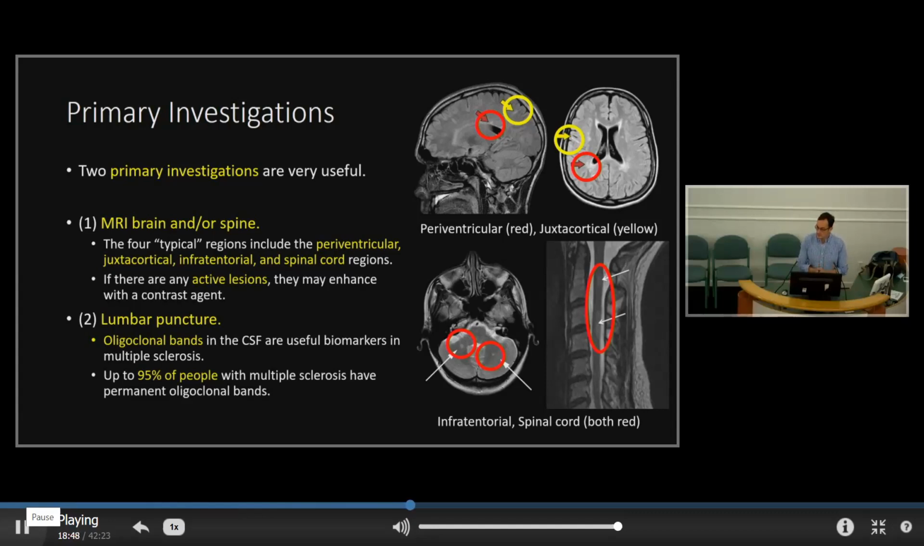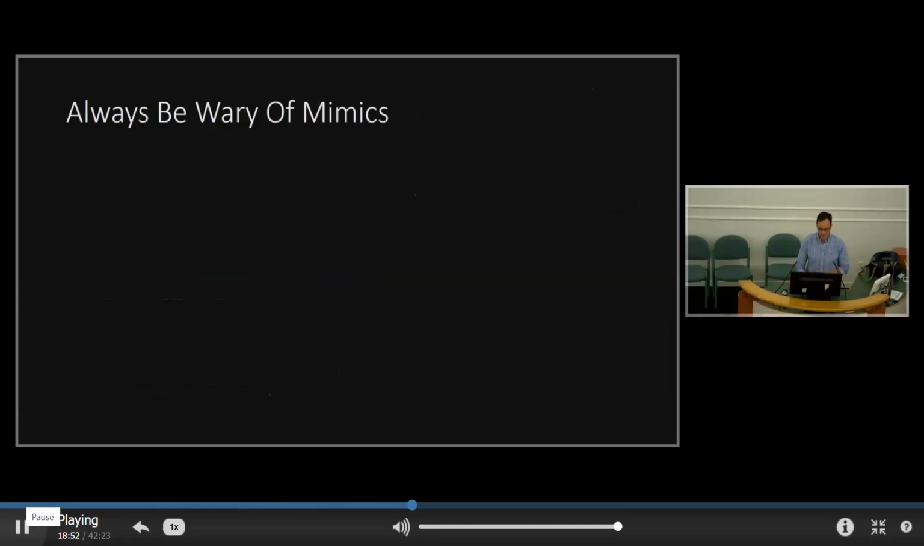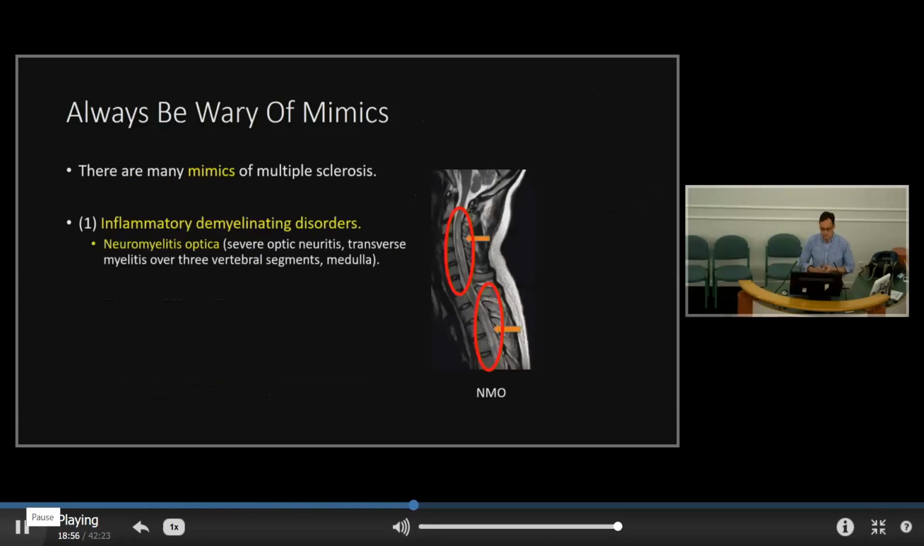Now, in terms of excluding mimics, they're also useful, but there's a few other things you need to do as well. So we always are wary of mimics, and there are many mimics of MS. One of the most common is the other inflammatory demyelinating disorders. MS is not the only one. It has some cousins. Neuromyelitis optica, or NMO, is a cousin that's actually much more common in Asia and South America than in, say, New Zealand.